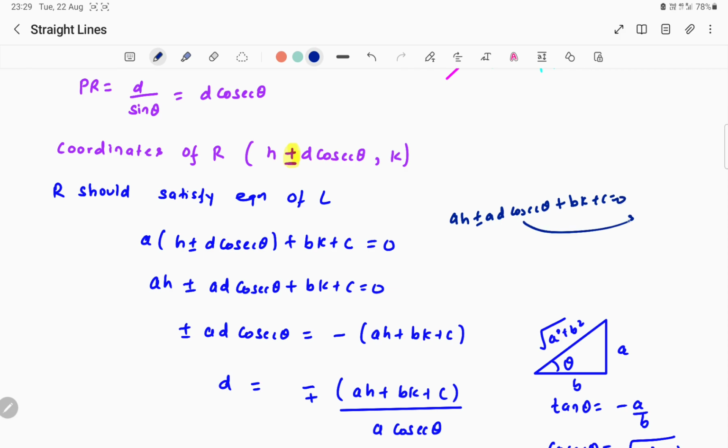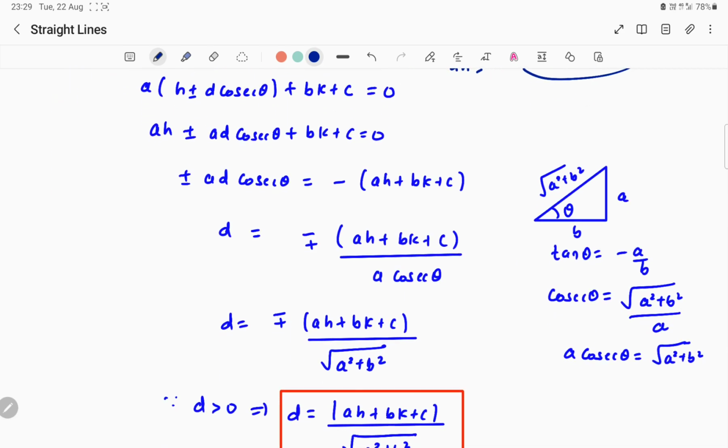So this part you can send to the right side. So you get plus minus ad cosec theta is equal to minus of ah plus bk plus c, where d is what we want. So you can divide both sides by plus minus a cosec theta. So we get minus plus, because there is a minus on the right side, minus plus ah plus bk plus c divided by a cosec theta.